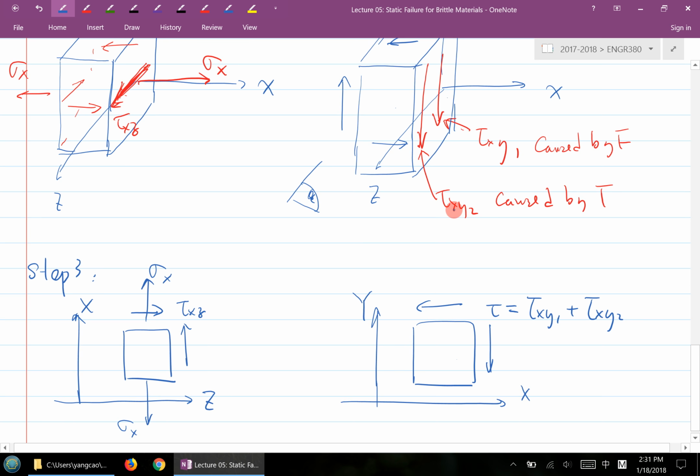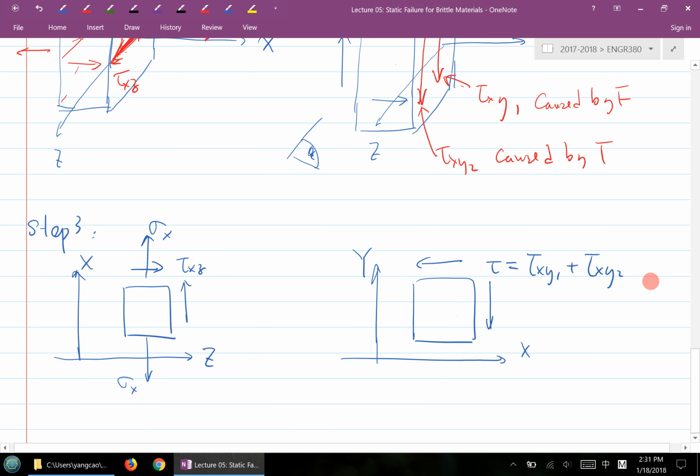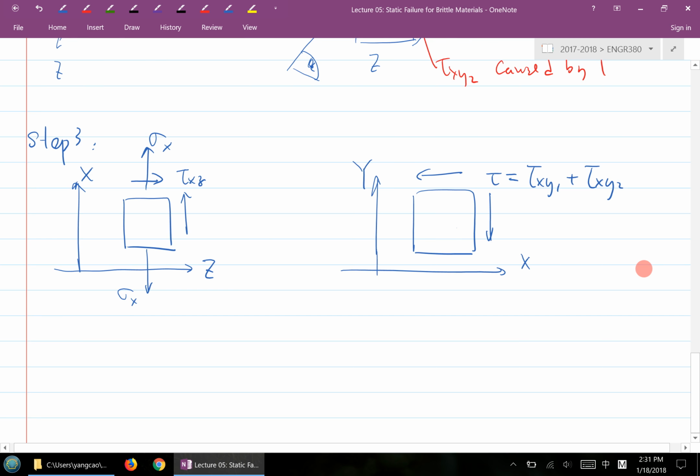So that's the state of stress and the presence of each type of stress. Now let's calculate each one of these and put in the actual values with the loading condition.